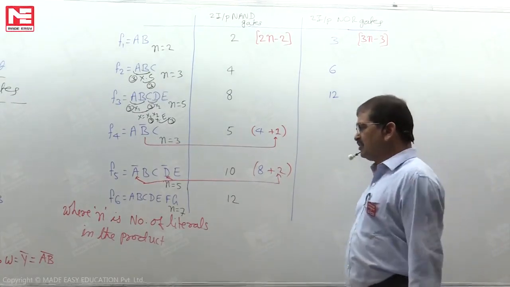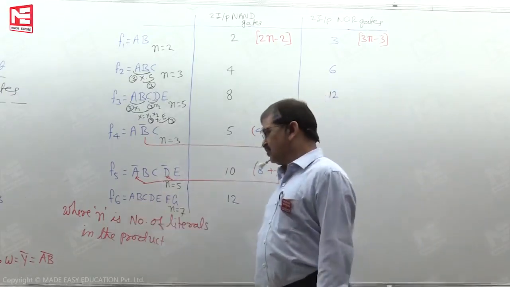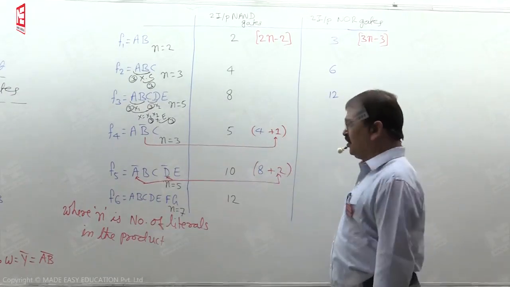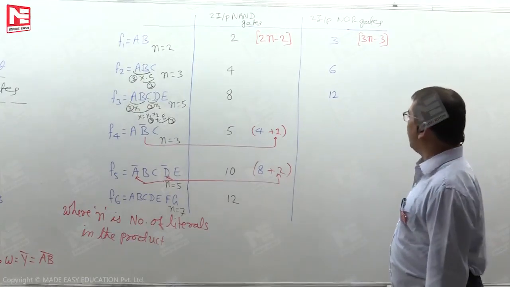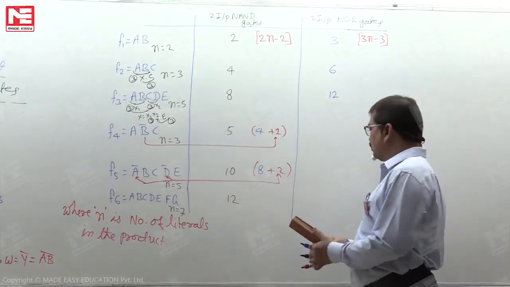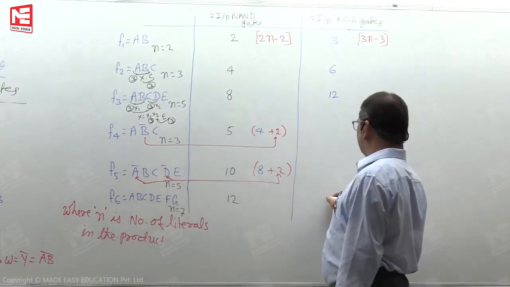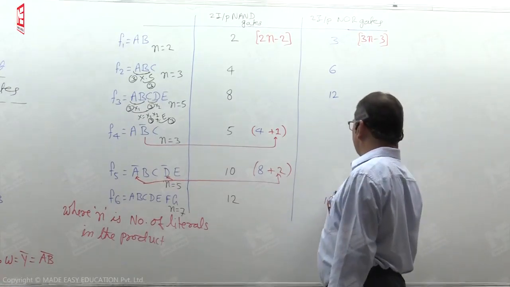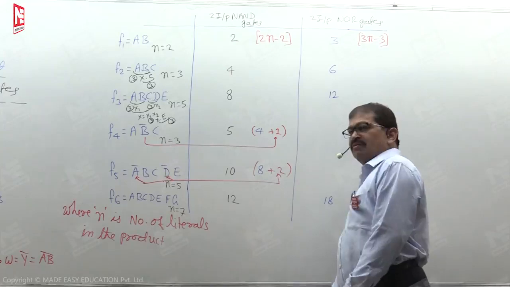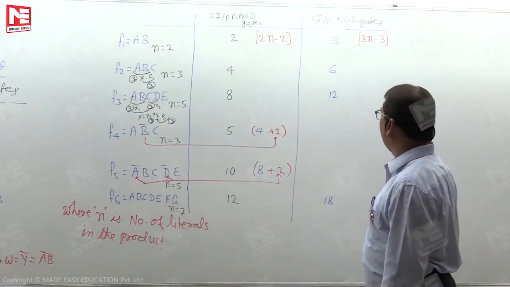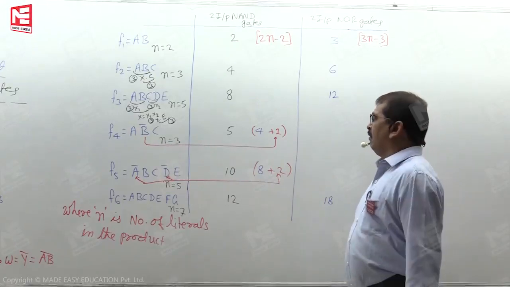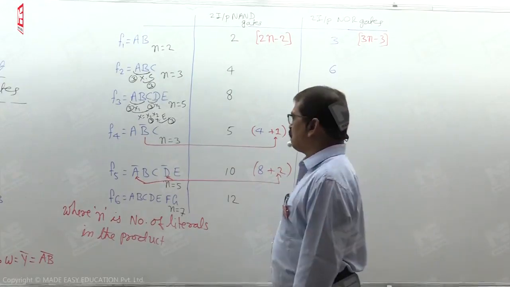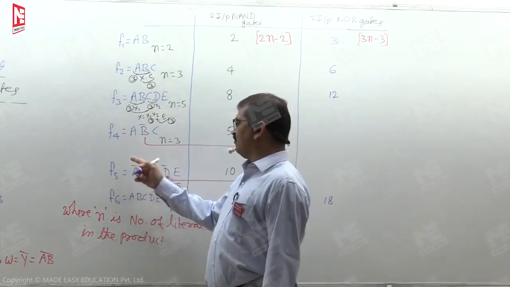So based on this, if you look at F6, n is 7. So 3n is 21 minus 3. So the answer is 18. For F6, we need 18 gates. Because n is 7, 3n is 21, minus 3, so 18. And similarly, let's work out F4 and F5.